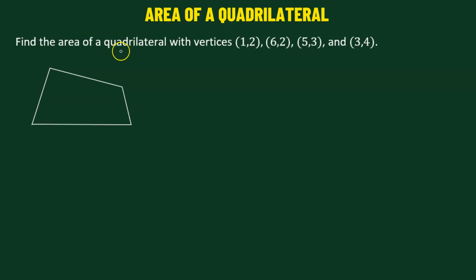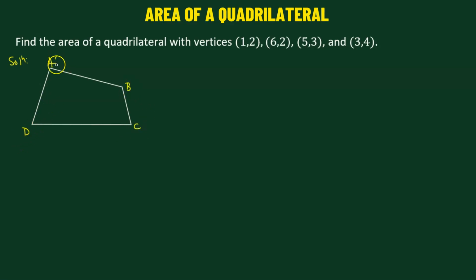So we need to find out the area of a quadrilateral whose vertices have the coordinates (1, 2), (6, 2), (5, 3), and (3, 4). Let us begin. So let's say we have a quadrilateral with vertices A, B, C, and D.